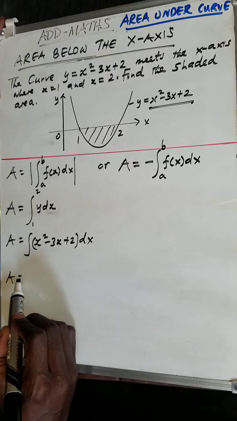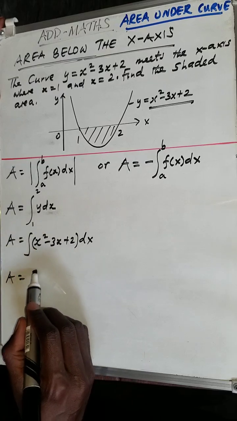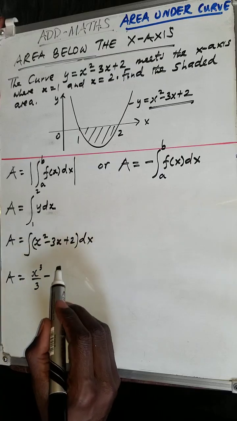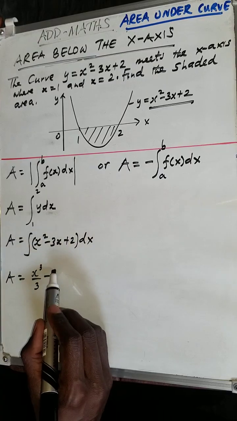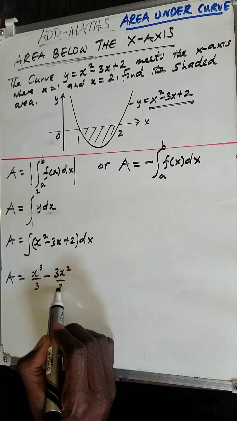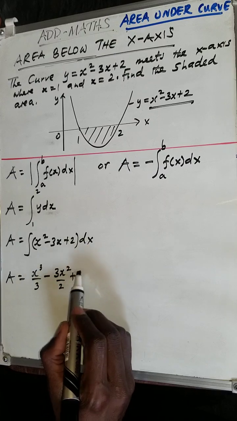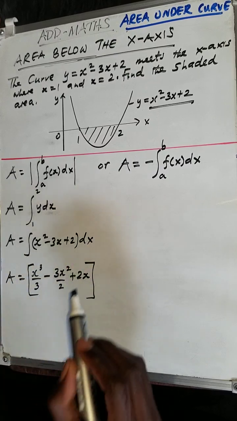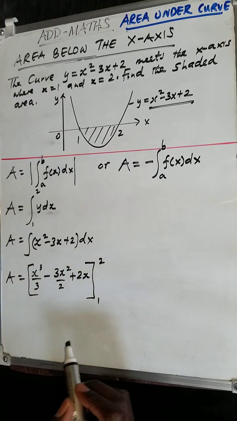So we can now integrate that. You add plus 1, so it will be x raised to the power 3 over 3 minus, when you add plus 1 to the exponent, 3x squared over 2. If you have a number, you just add a letter there. So you can attach your upper and your lower limit, which is 2 and 1.